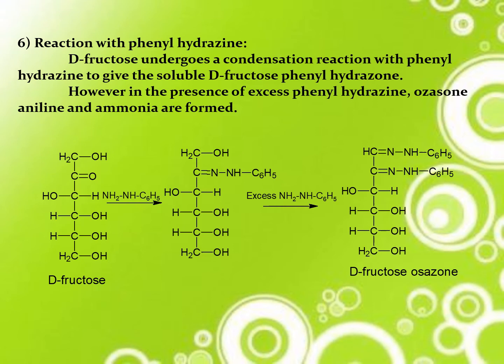This is the reaction. D-fructose reacts with phenyl hydrazine. In the first step, this NH2 hydrogen and this oxygen are removed as a water molecule, and the remaining NNHC6H5 is attached with this C double bond. Next, excess phenyl hydrazine will give the product D-fructose osazone. For this, we have to discuss the mechanism.